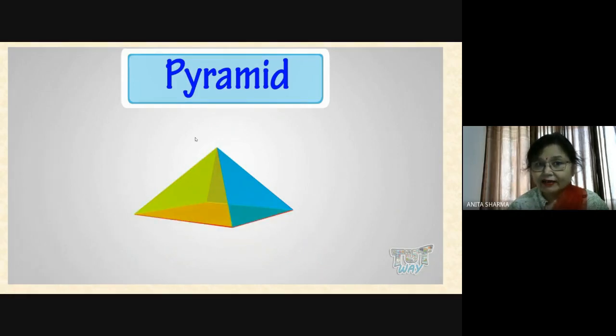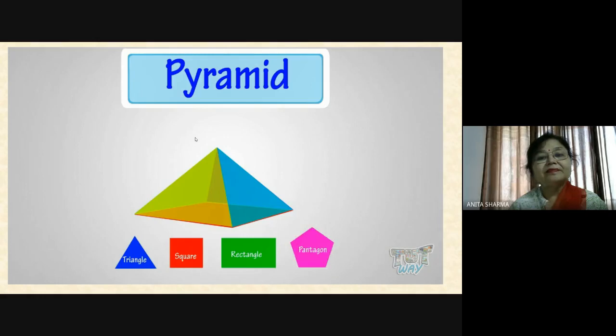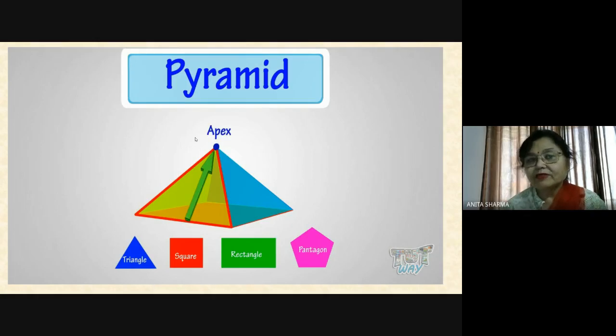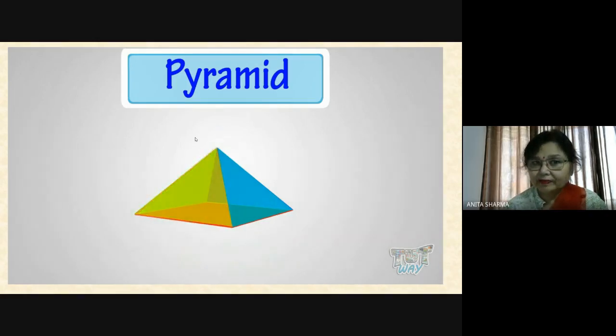Once again, see, the base end is a square or rectangle or triangle, but the side faces are triangles only. Yes, this is a major difference, and all the triangles converge at one point. That is called the apex. So now, square or triangle, once again you can observe all these things, very important. Once you understand, nothing will be difficult for you.